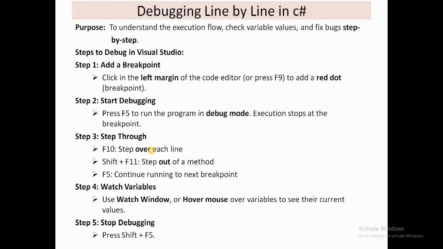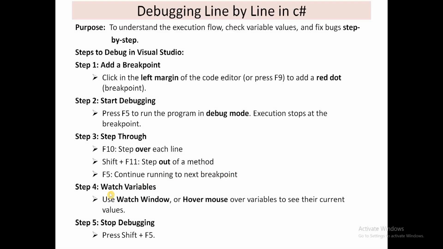Next step is stepping through. If we want to check the code line by line, we press F10. If we want to move from one method into another method, we use Shift plus F11. And if we have multiple breakpoints and want to go directly from one breakpoint to the next, we press F5 to continue running to the next breakpoint.